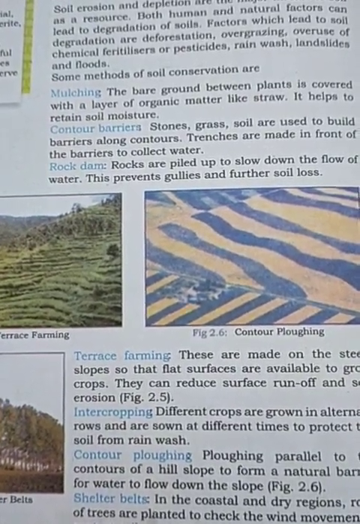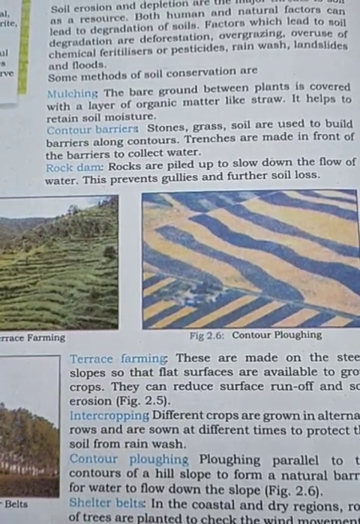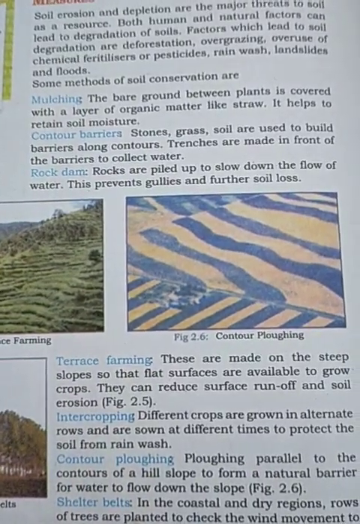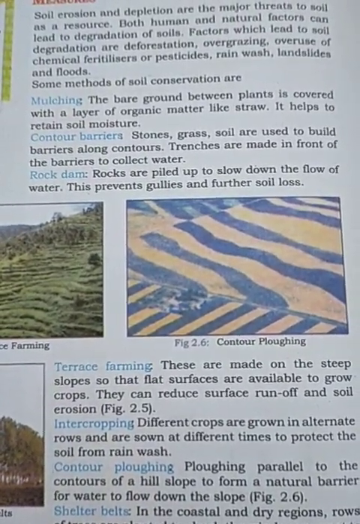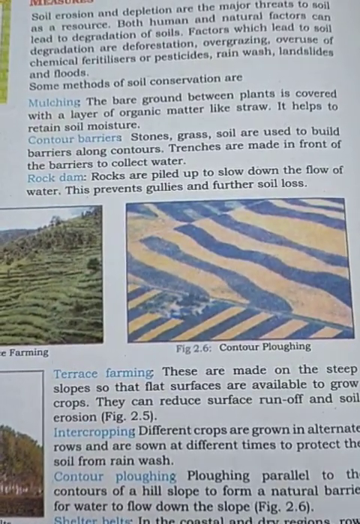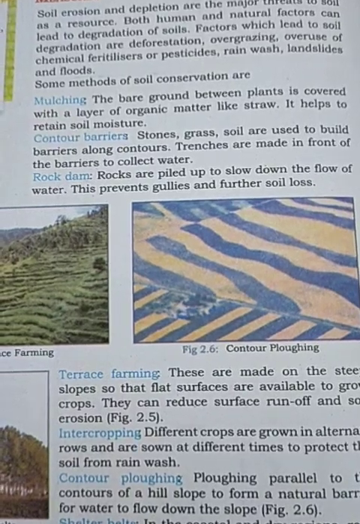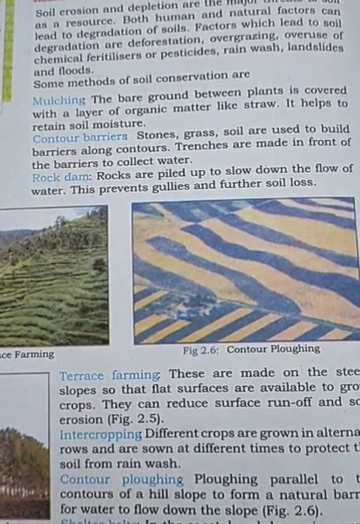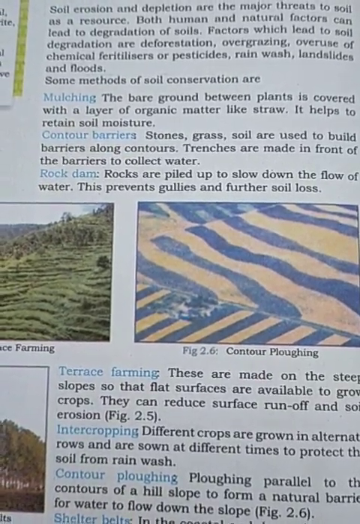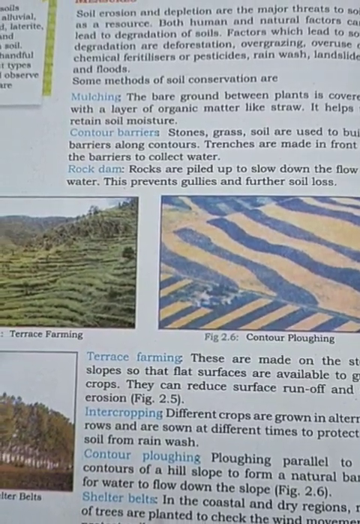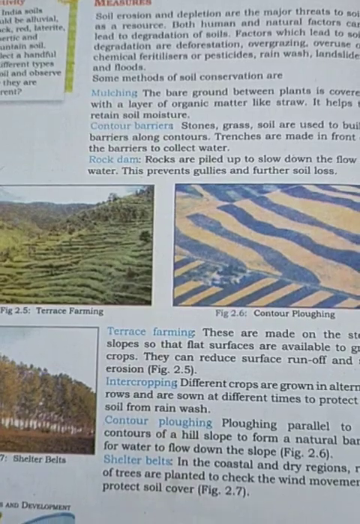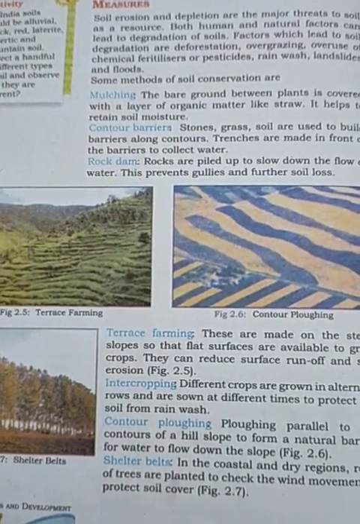In that, first comes mulching. That is covering the soil with organic matter like straw to retain moisture. Clear? Next is contour barriers, that is building barriers with stone and grass, so that water stays in that place to restore soil moisture. Okay, this is contour barriers. Rock dam, that is a pile of rocks similar to a contour barrier, but it is built thoroughly with stones and rocks to ensure that water slows down and stays in the place for a long time.